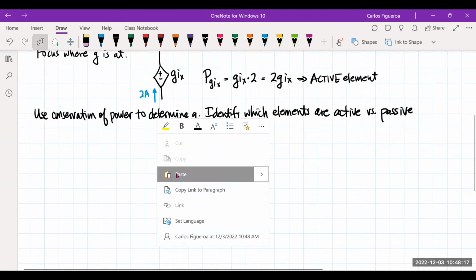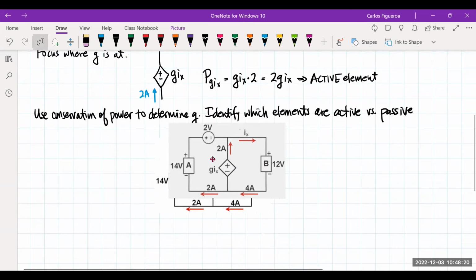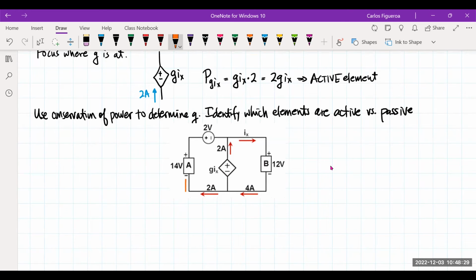I'm going to put in my circuit here, and I'm just going to be real clear about what the current is. Let's follow the first loop on the left. I have 2 amps coming in here, and therefore 2 amps are coming in there. Now, if I look at the 4, you can see this 4 is going in that direction, so I now know that IX is equal to 4 amps. And we've already identified that this one right here has to be 2 amps.